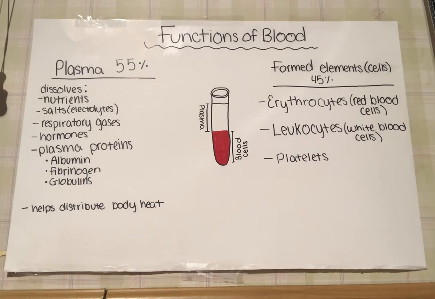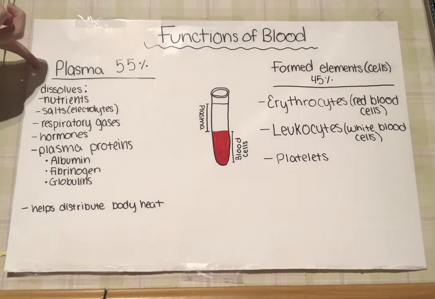I chose this specific diagram from the book because it shows the two major categories of blood and gives a visual of the plasma to cell ratio that helps me break it down to explain the functions piece by piece. The first category is plasma, and that makes up 55% of the blood.